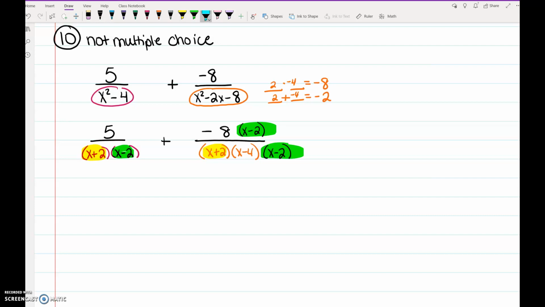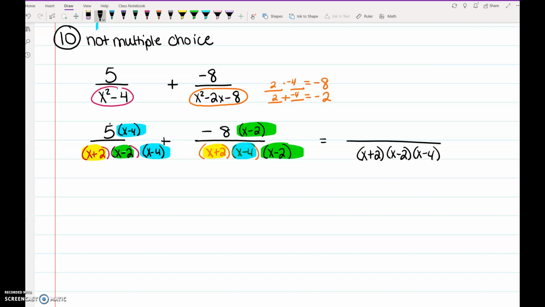Okay, now they both have x plus 2. They both have x minus 2. This one has x minus 4, so the one on the left needs x minus 4. Now we have common denominators. The order that you write the common denominators does not matter.